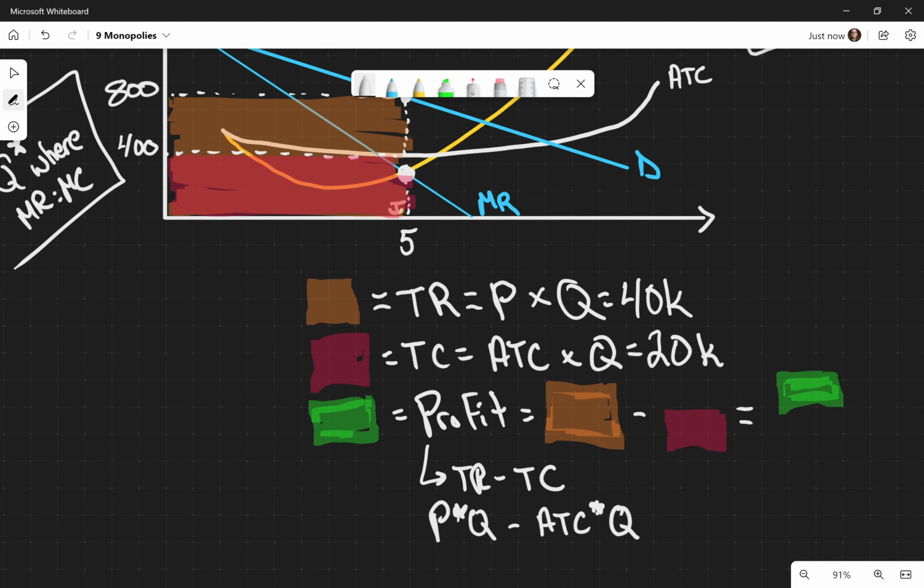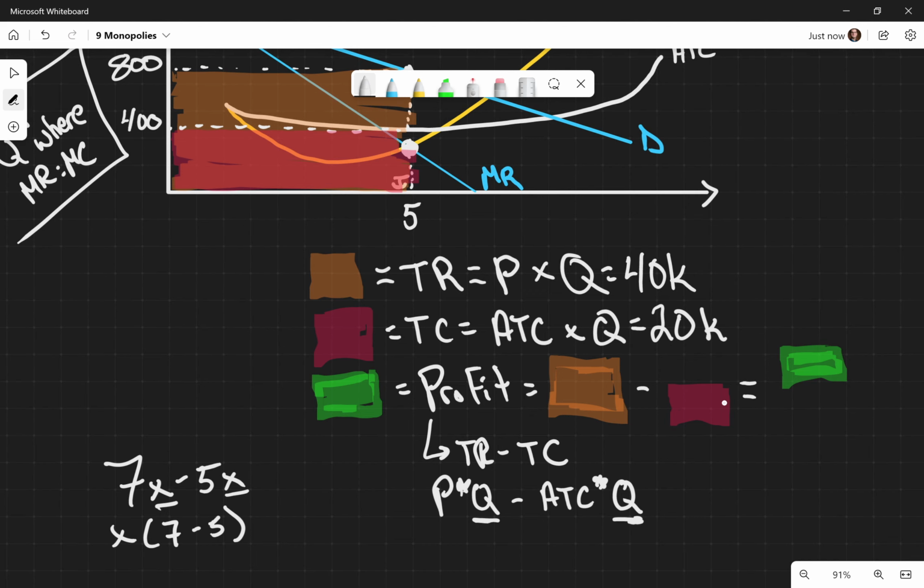We have a like factor in both of these terms. In the same way that when we have 7x minus 5x, that's actually a good example, this like term here, we can pull that term out and turn this into x times (7 minus 5). So in a similar way, we're going to pull this Q out here and do Q times (P minus ATC). And that's going to be our profit equation.